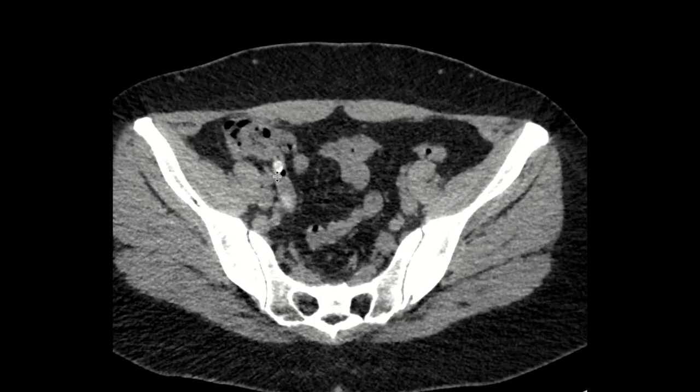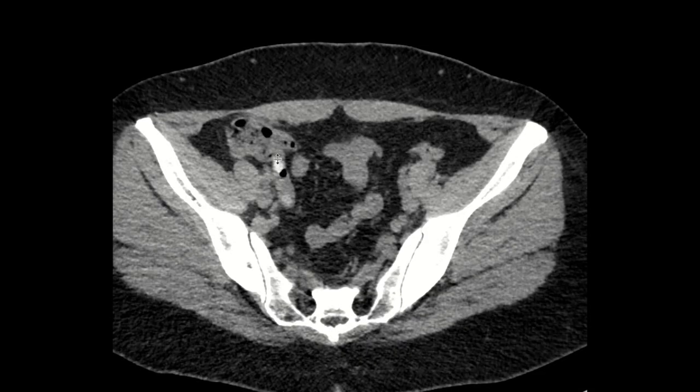And this is our appendix right here, and we can see that there's this calcified structure at the base of the appendix, which ends up being an appendicolith. These are calcified fecaliths, and they can become impacted within the base of the appendix and can eventually predispose the appendix to become dilated and not be able to communicate with the rest of the cecum, and then become an area that can become inflamed and infected.